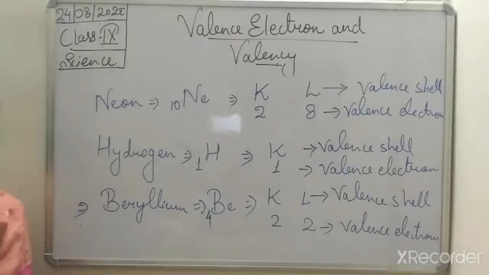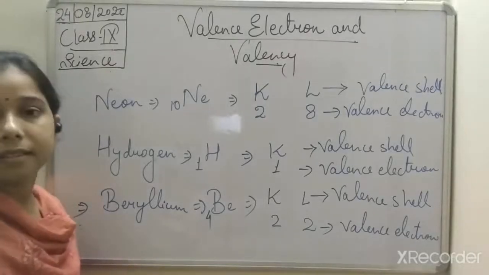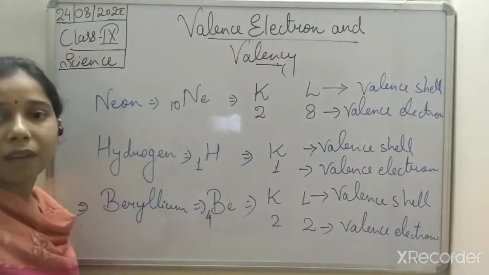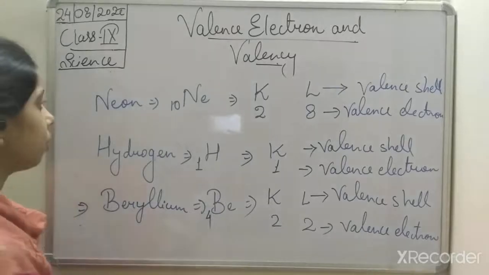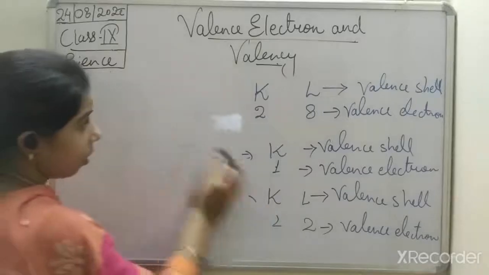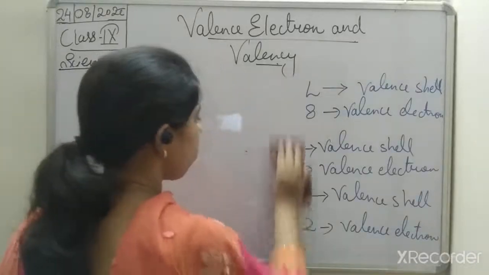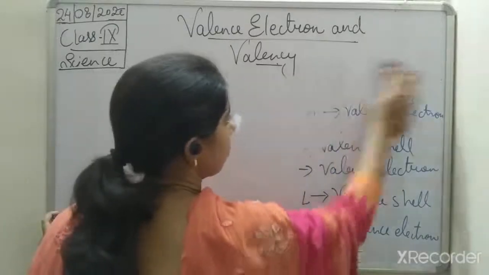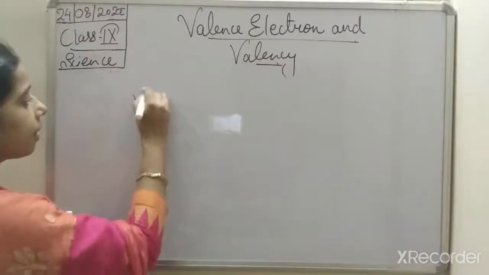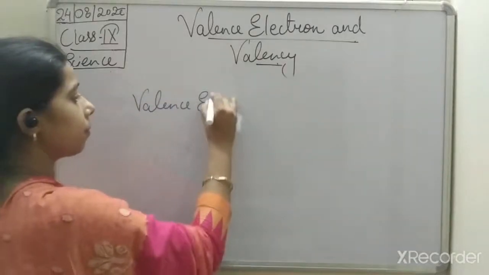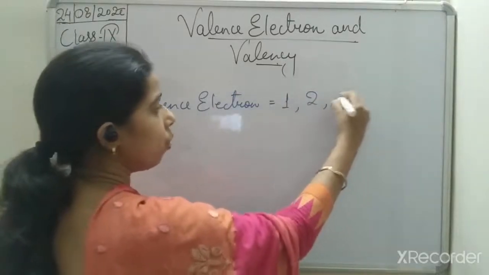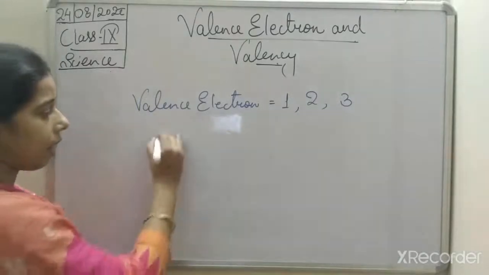Now we will understand the concept, and that concept is valency: how, with the help of the valence electron, we are able to calculate the valency of a particular element. So you see here, students, when we talk about the valence electron, if the valence electron of any of the elements is 1, 2 or 3, like hydrogen.